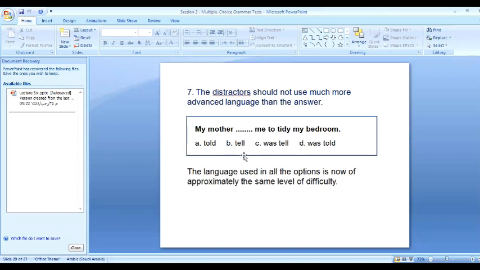So in a case like this, we have to change them like this. My mother taught or told or was taught, you know. So the language used in all the options is now of approximately the same level of difficulty. So now they are the same level of difficulty, not like before.